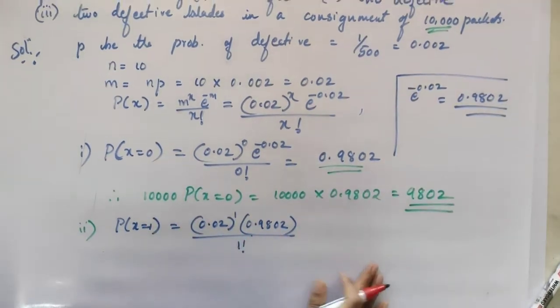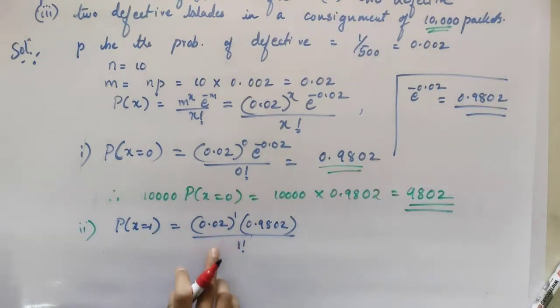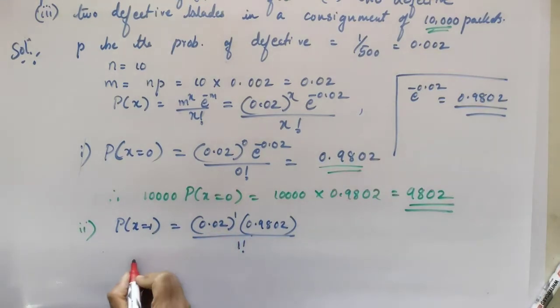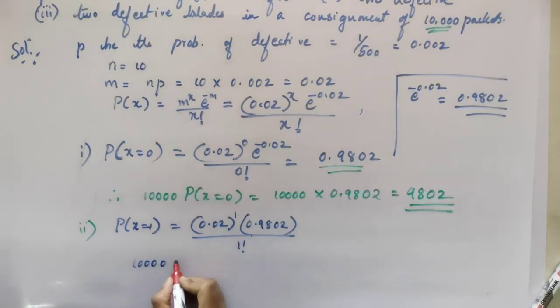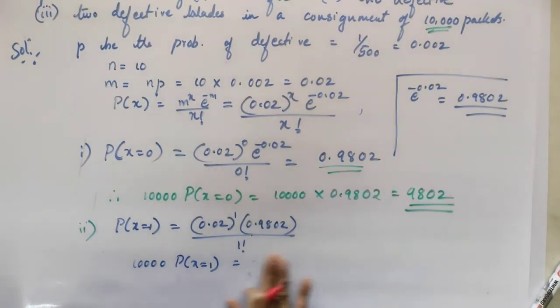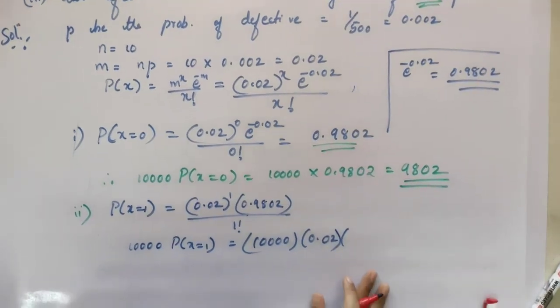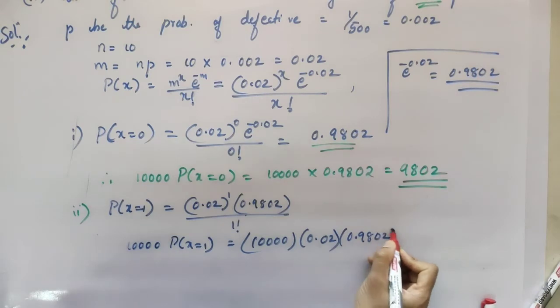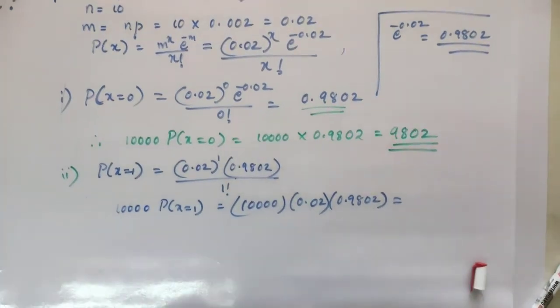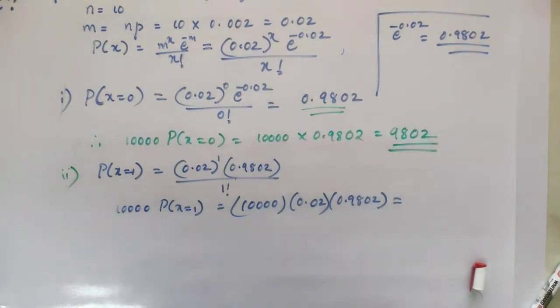Since the question is asked for 10,000 packets, I am directly going to multiply this number by 10,000. So 10,000 into P of x is equal to 1, which is 10,000 into 0.02 raised to 1, that is 0.02 only, into 0.9802, divided by 1 factorial. 1 factorial is 1. So evaluate this. This number comes out to be 196. Just check it, all of you.